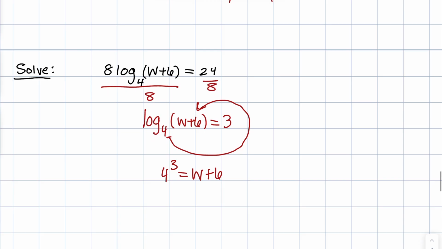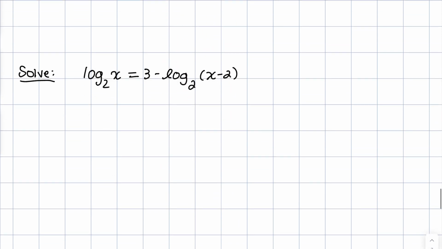Now 4 to the third is going to be a big number. That was 64 equals w plus 6. I'm going to subtract 6 on both sides. W equals 58. And if I plug this in, this will work. That will work. So always check your solutions. All right, let's try this one.